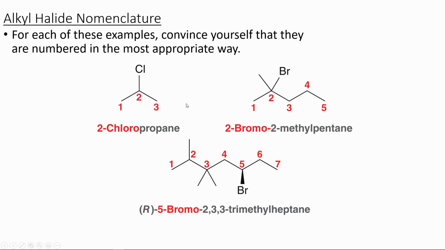Here are a few example problems. In this case, we have a 7-carbon chain. If we start numbering from the left, there's a methyl group in the 2 position. If we were to start numbering from the right, there would be a bromine group in the 3 position. The 2 position is lowest with the methyl group, so we're going to start numbering from the left, and then we can assign locations to each of the substituents and then number them alphabetically. Since we have a stereocenter, we can confirm that the stereocenter at the 5 position is R, and so then we would have R5-bromo, 2,3,3 trimethylheptane.